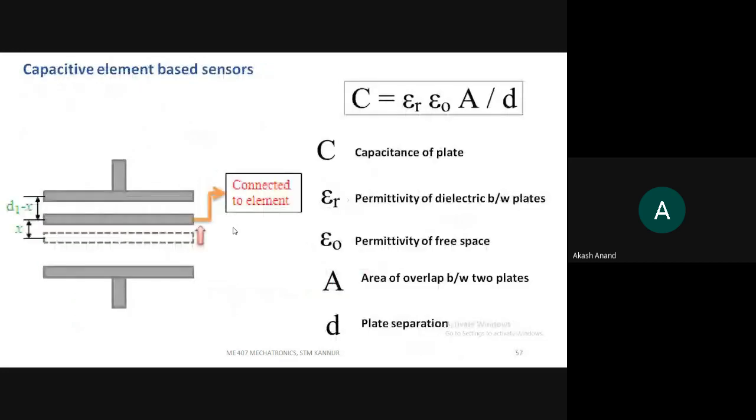You already studied the equation for capacitance. The capacitance of a capacitor is C = epsilon r epsilon 0 A by d. Epsilon r represents the relative permittivity of the dielectric between the plates. Epsilon 0 represents the permittivity of free space. A represents the area of overlap between the two plates, and d represents the plate separation distance.